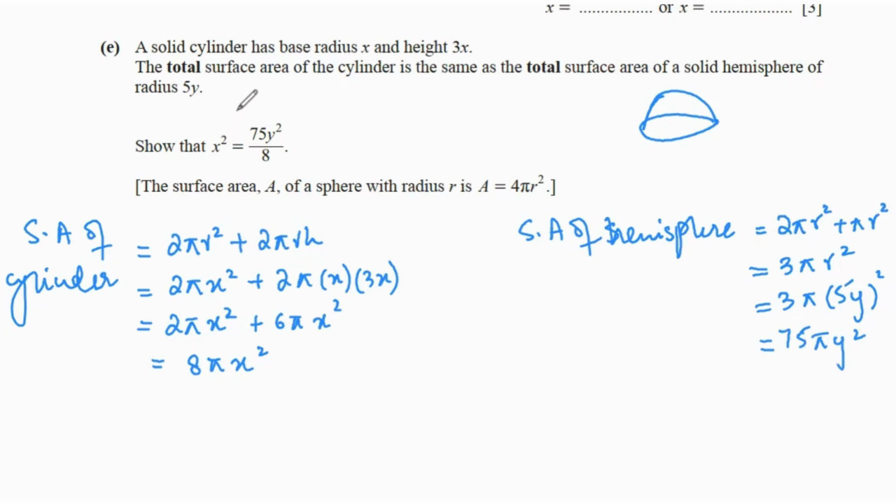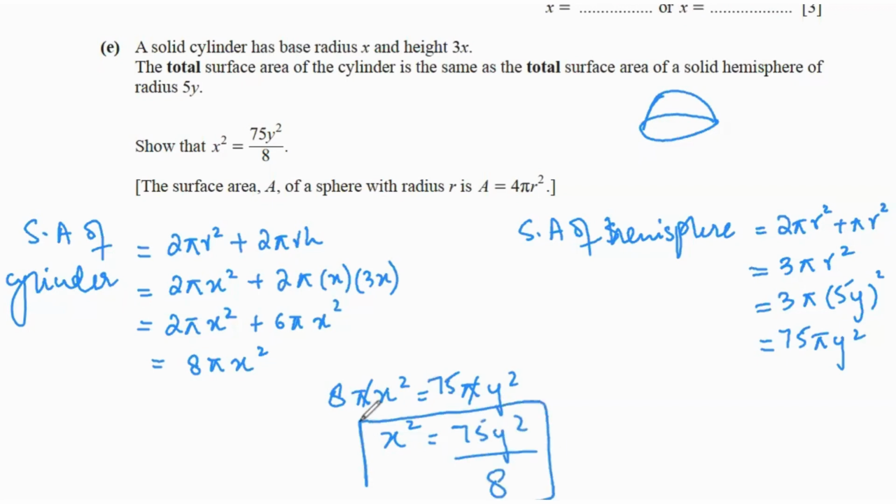So this is saying the total surface area of the cylinder and the hemisphere are the same. So 8 pi x squared equals 75 pi y squared. Cancel out the pi. You have to make x squared the subject. So x squared is 75 y squared over 8. This is what they were asking us to prove, and that's your answer.